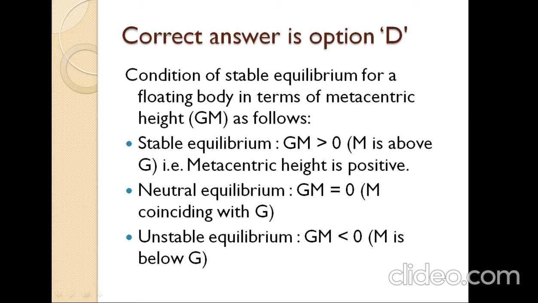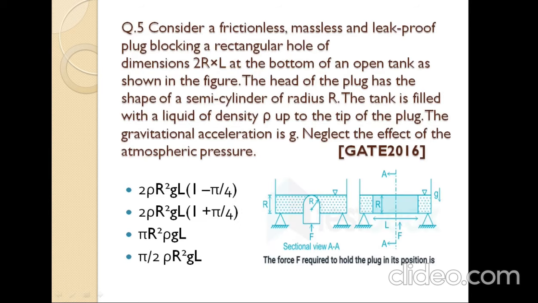Question number 5. Consider a frictionless, massless and leak-proof plug blocking a rectangular hole of dimension 2r into L at the bottom of an open tank as shown in the figure. The head of the plug has the shape of a semi-cylinder of radius r. The tank is filled with liquid of density ρ up to the tip of the plug. The gravitational acceleration is g. Neglect the effect of atmospheric pressure.